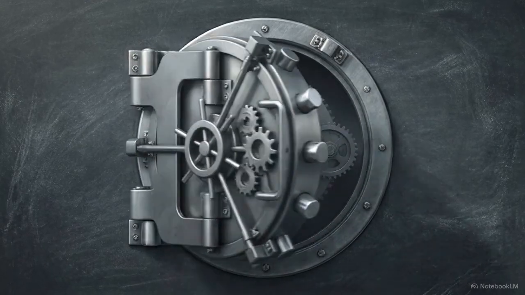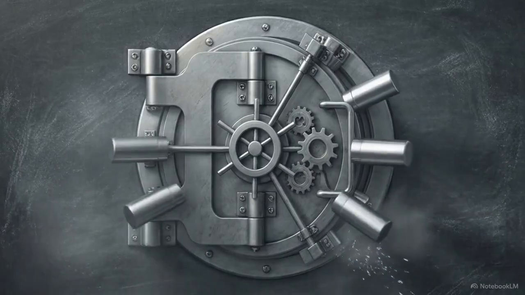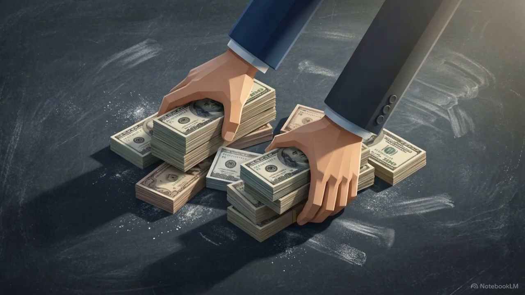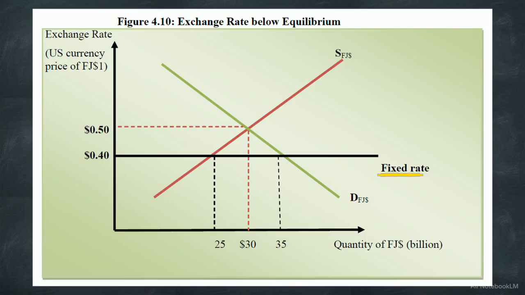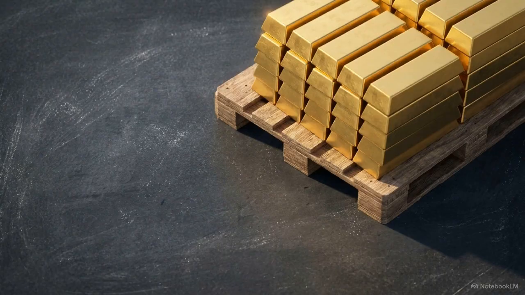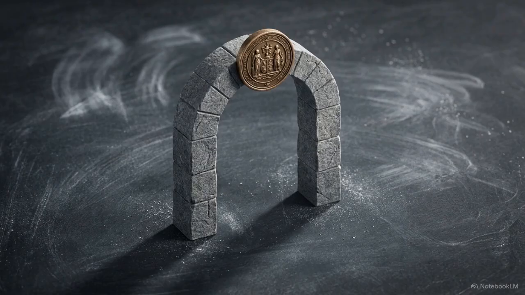To maintain the peg, the central bank must step in and use its own international reserves to continuously buy up that excess domestic currency. Alternatively, this graph shows a fixed rate set below equilibrium. This artificially caps the price, resulting in massive excess demand for the currency. Here, the central bank must constantly print and supply its currency to satisfy that demand, preventing the price from rising to its natural state. It requires constant, active, and expensive financial intervention by the state to fight natural market gravity.